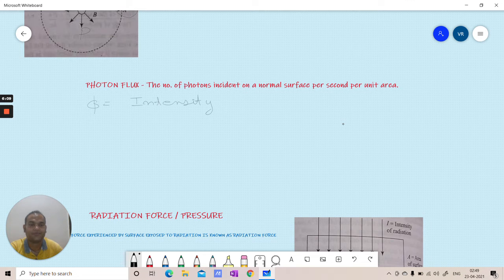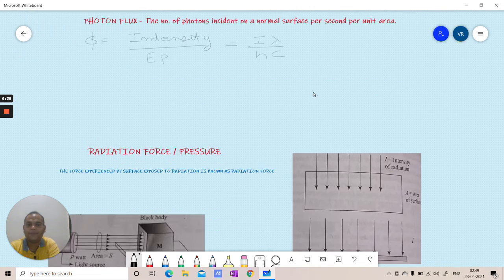So it is per second per unit area, that means intensity is there, and intensity divided by energy of photon will give you the number of photons which are incident on a normal surface per unit area per unit time, I lambda by hc. You can write photon flux as I lambda by hc. Okay. Now we come to an important point.